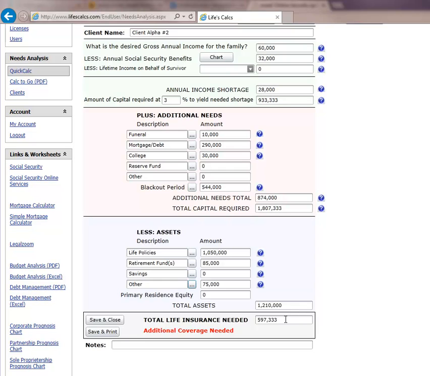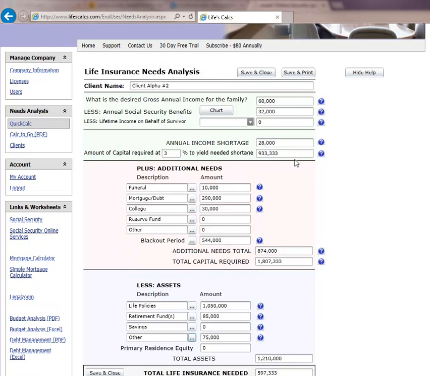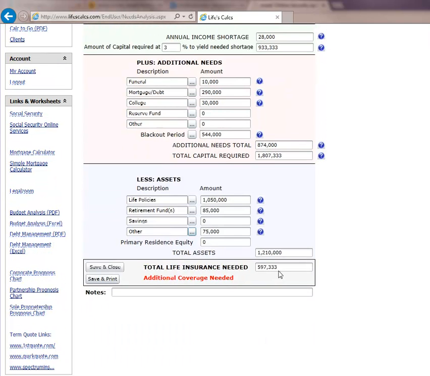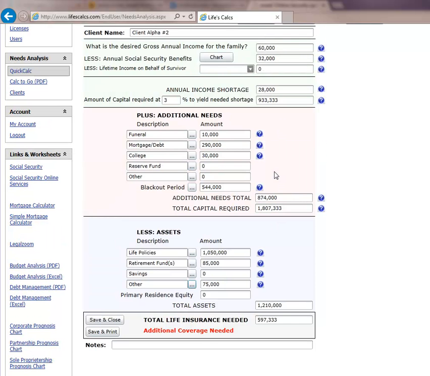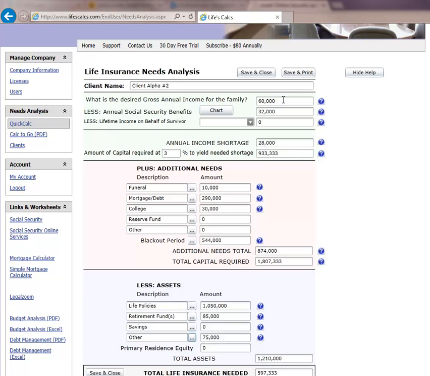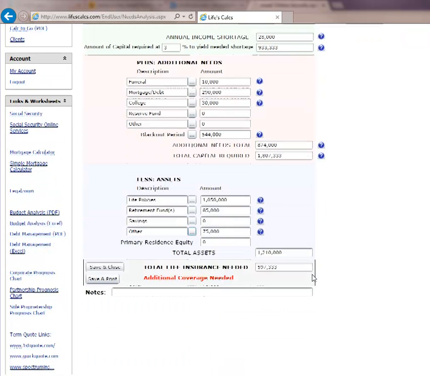Working backwards, if we add $597,333 to their current life insurance policies and assets, we reach the $1,807,000 that's total capital required. We're able then to keep this client by adding $597,000 and funding the blackout period, funding their debts and all these things. We're able then to keep the client and his surviving spouse in a $60,000 world.